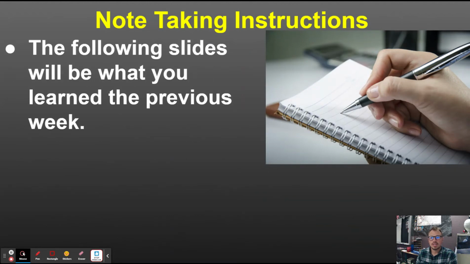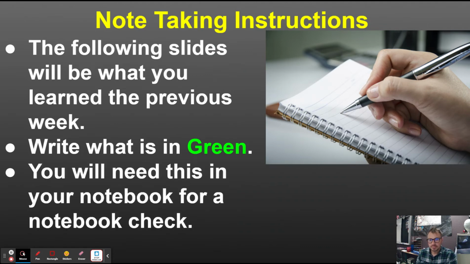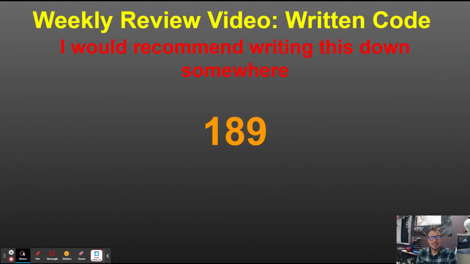So here are some note-taking instructions. The following slides will be what you learned in the previous weeks. So write what is in green. Now you also have the Google Slides to accompany this, but everything written in green should be in your notebook. You will need this for the notebook checks. So here is some practice for the weekly review video.